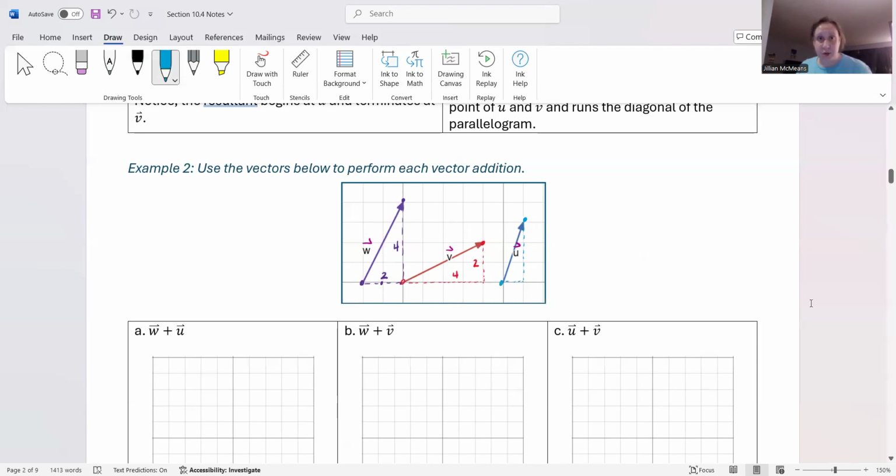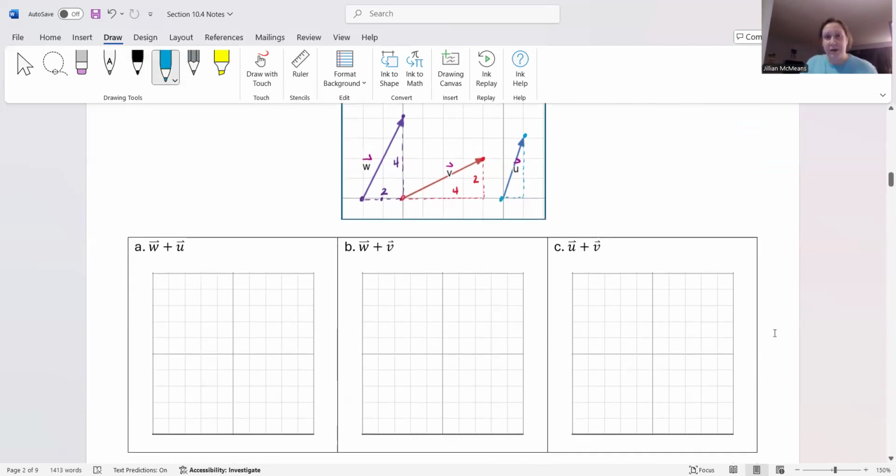So let me scroll. There we go. So I want to try to keep all of this in one picture. So the first thing I want to do is take vector w plus vector u. So u, I'm going to circle it in this blue color so we can remember what's what.